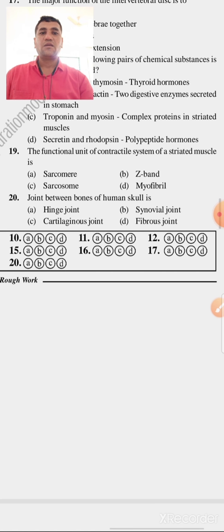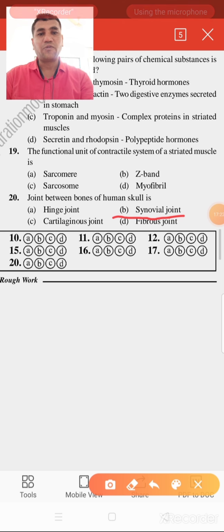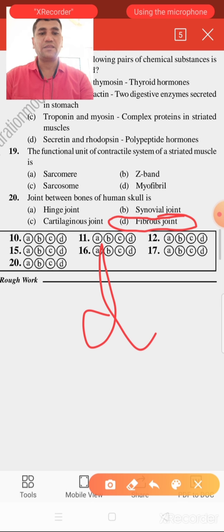Joint between bones of human skull is hinge joint, synovial joint, cartilaginous joint, fibrous joint. The bones of the human skull are connected so they are not able to move, and they are completely fibrous joints. So fibrous joints are present between the bones of the skull. Here the option is D.